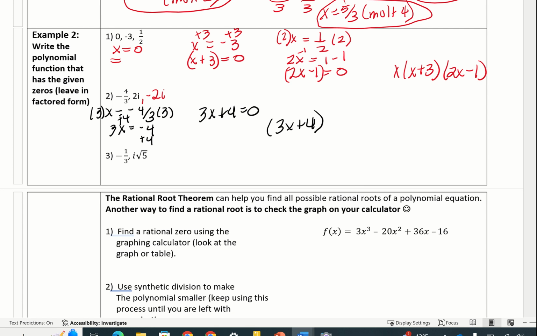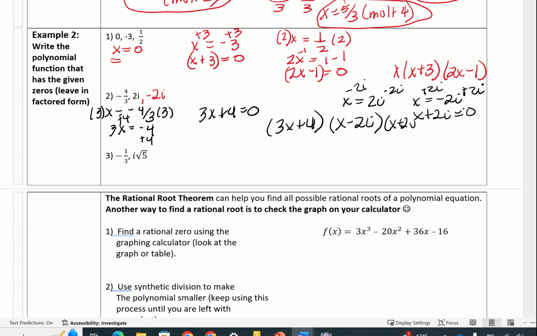And then if the other ones are 2i and -2i, basically you would just subtract 2i over here, and you can write that as x minus 2i as one factor. And then the other factor would be just to add 2i over here. So the second factor would be x plus 2i equals 0. So the other factor here is x plus 2i.